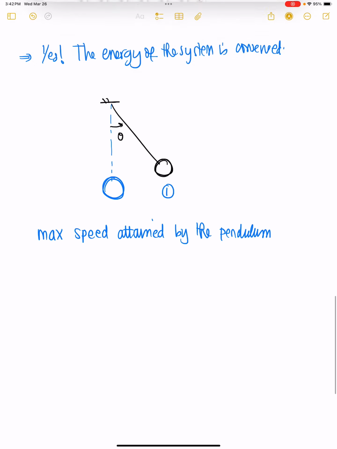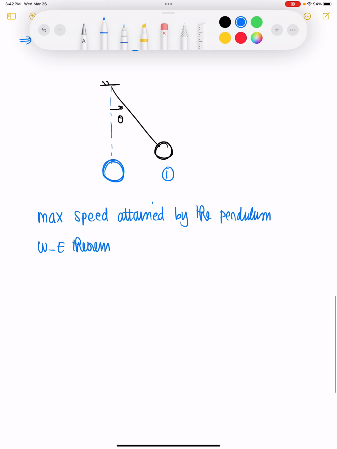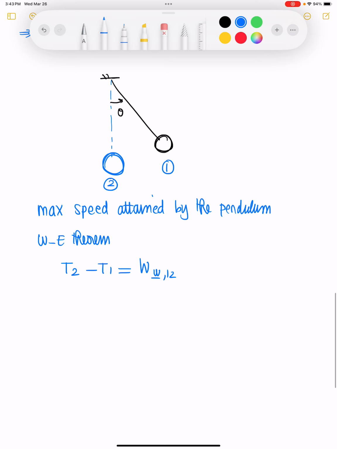If we write the work energy theorem here, the change in kinetic energy of the system, T2 minus T1, is equal to the work of the weight between the instances 1 and 2. First of all, the system is released from rest, so T1 is equal to 0. If we want to maximize T2, we're going to have to maximize the work of the weight. And to maximize the work of the weight, we're going to have to maximize the vertical displacement of the mass. That's going to happen when state 2 is at its lowermost possible position, so when theta is equal to 0.